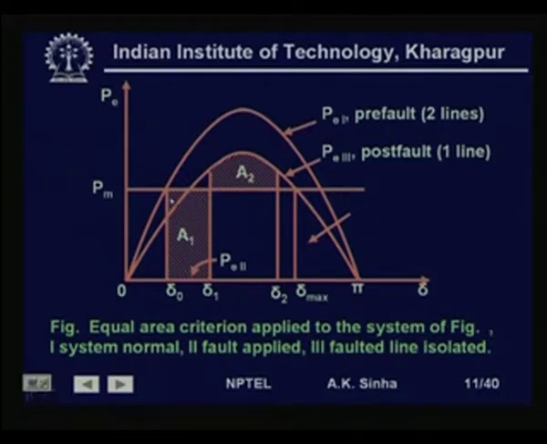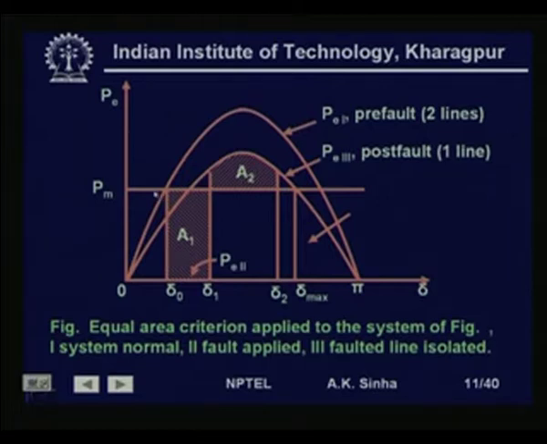Now, this whole area is the area during which there is acceleration of the rotor. The area between P m and the P e curve gives us the decelerating area. We get this when A 1 is equal to A 2 at whatever point, that is at point delta 2, where we reach the synchronous speed. So, the accelerating area and the decelerating area must be equal.